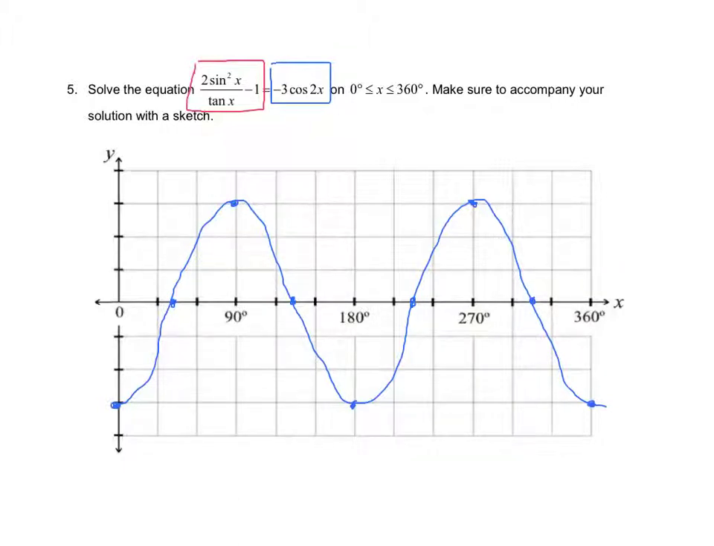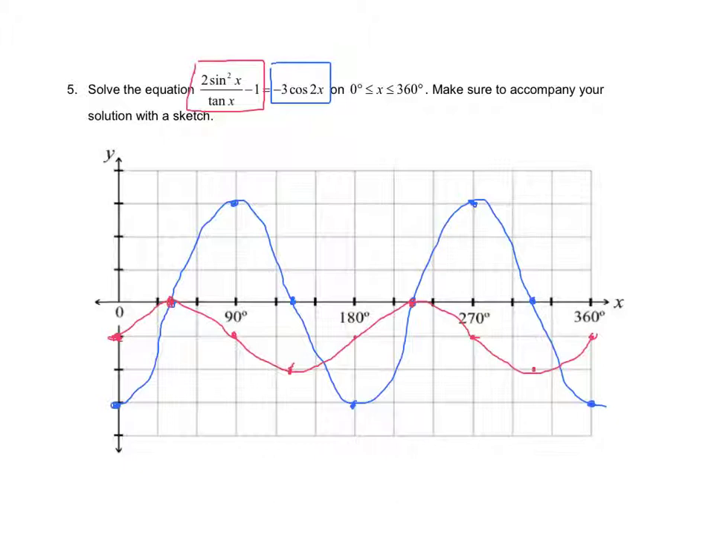Now, using your calculator, please make sure that you can draw the function in red. So using my calculator, this is what my red graph looks like. And then lastly, it asks you to solve. So that means find the points of intersection.